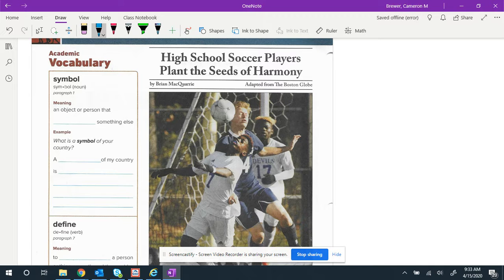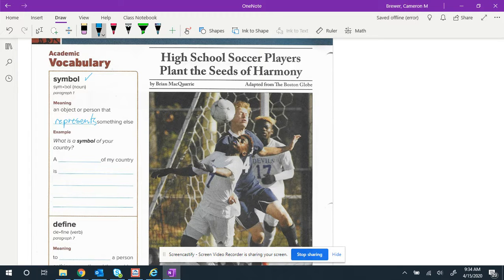A symbol is an object or person that represents something else. For example, a stop sign. Even if you don't know how to read, you recognize the shape, and that shape, the octagon, is a symbol to stop. If it's a red octagon, you know you need to stop, okay? So it represents something.